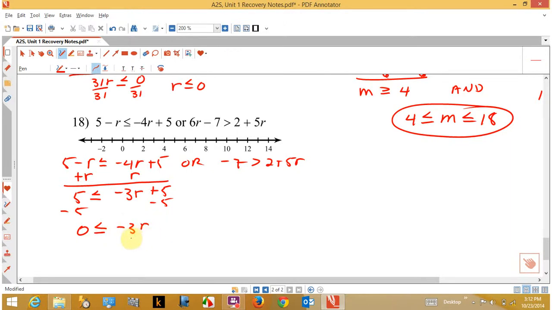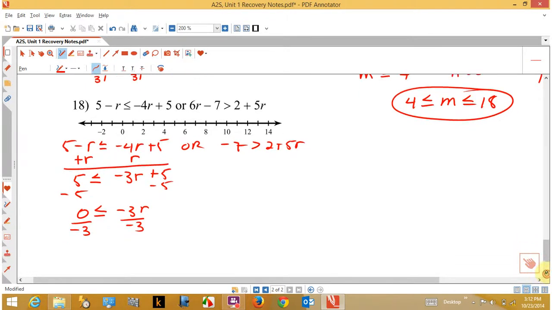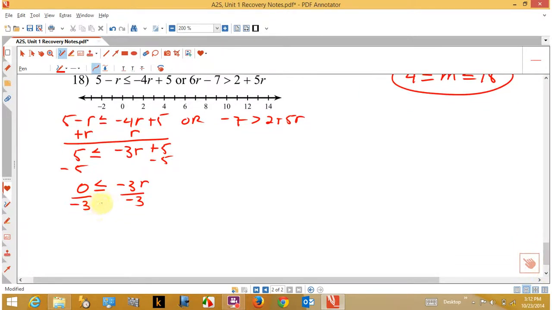Now I'm going to divide by a negative 3. And that's going to switch the inequality sign because I'm dividing by a negative 3. So when I do that, 0 divided by negative 3 is 0, but the inequality sign switches and I would have r. So r is less than 0.